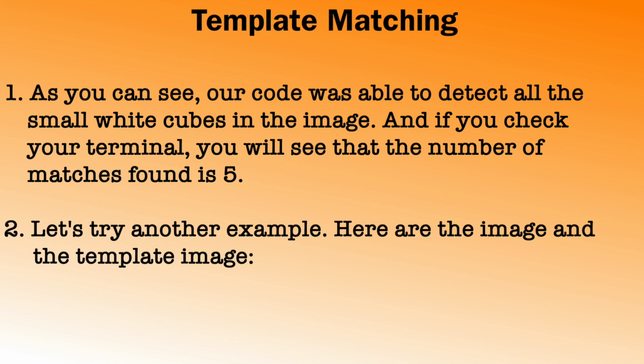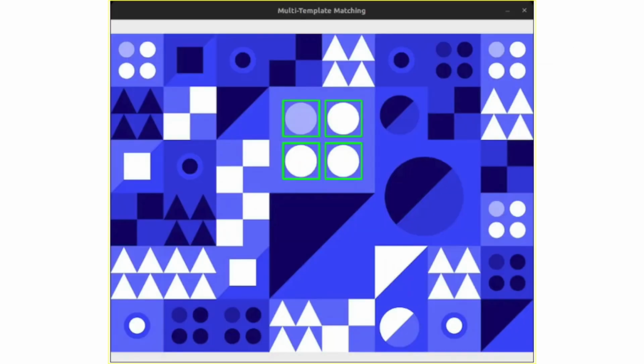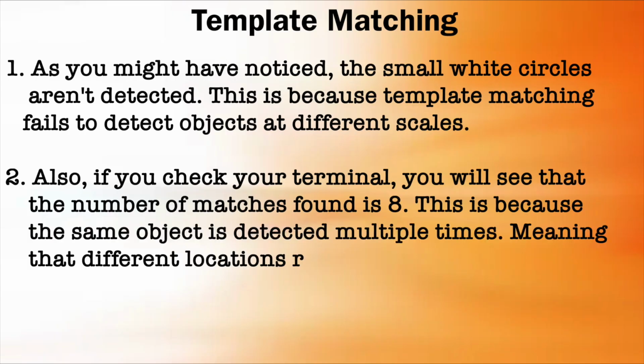Let's try another example. Here are the image and the template images. Again, our goal is to detect all the white circles in the image. Now here we can see all the white circles with the similar height and width are detected with the green boxes. As you might have noticed, the small white circles aren't detected. This is because template matching fails to detect objects at different scales. Also, if you check your terminal, you will see that the number of matches found is 8.